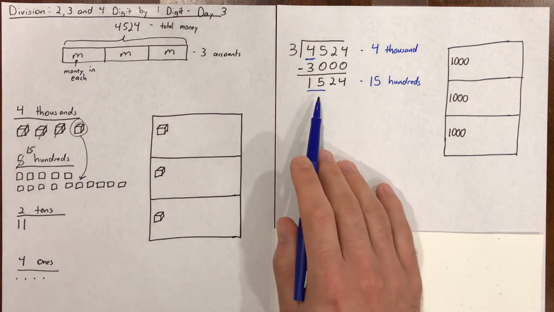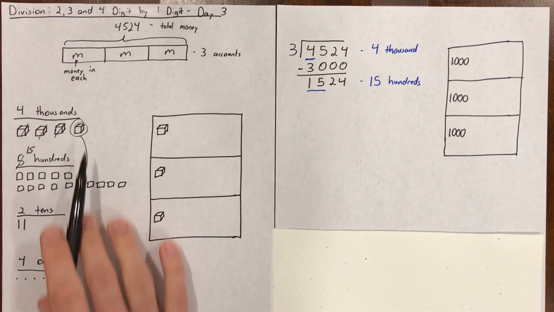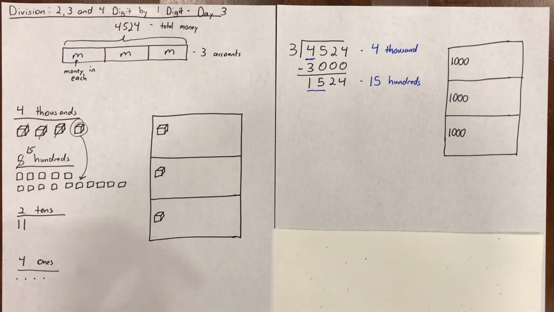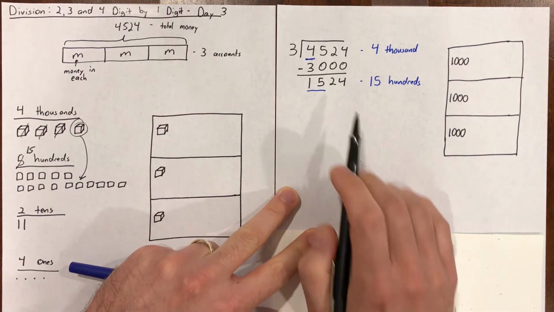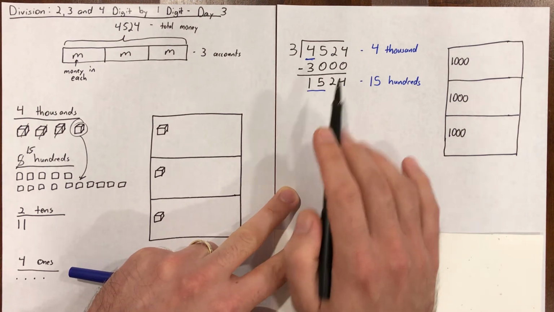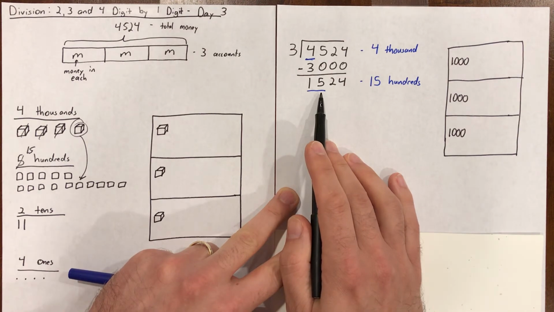So how is this the same as what happened over here in our picture? Go ahead and say it out loud. Yeah, in both cases, this 1,000 is regrouped as 10 hundreds, giving us 15 hundreds. In the abstract representation, we just subtract what we shared into the groups from the dividend, and then this difference here automatically gets regrouped into the next smallest place value.